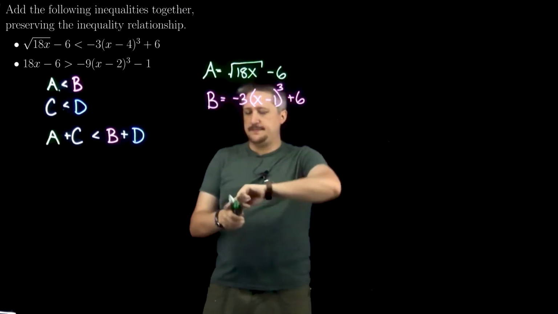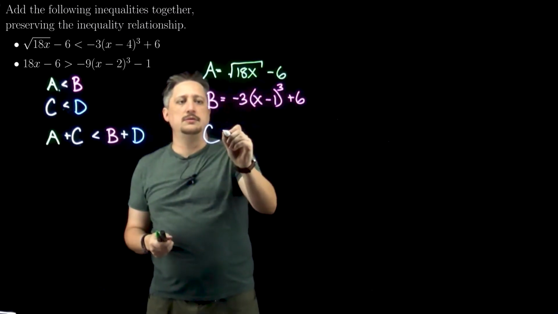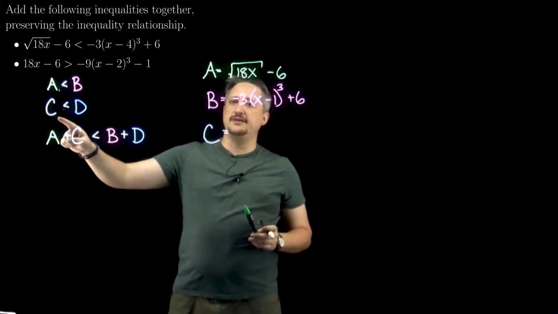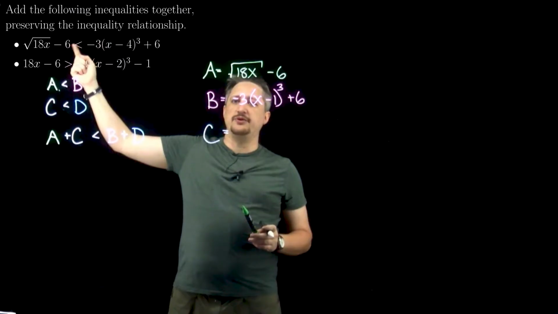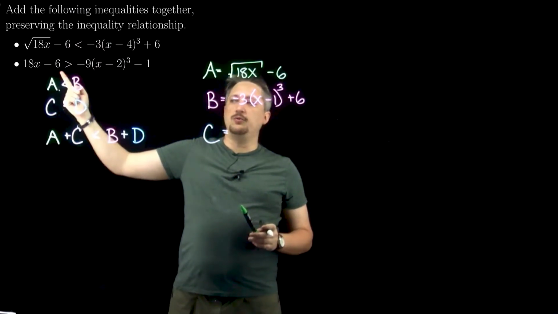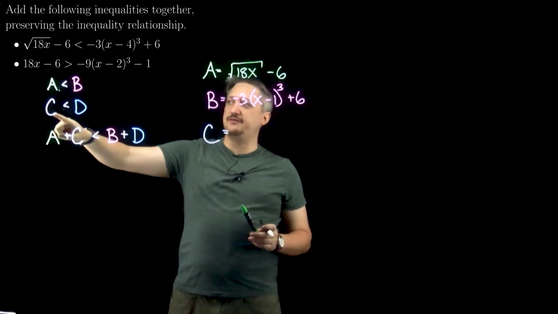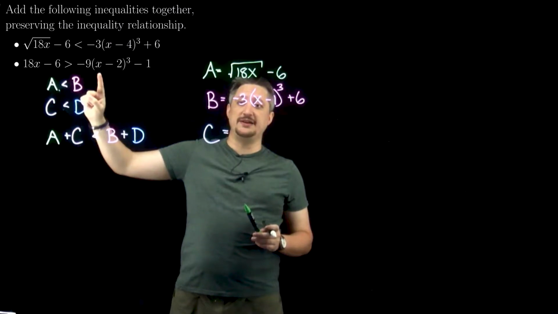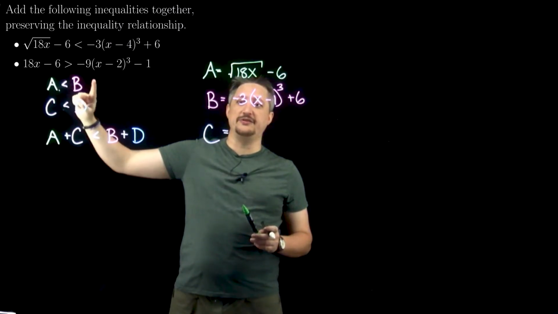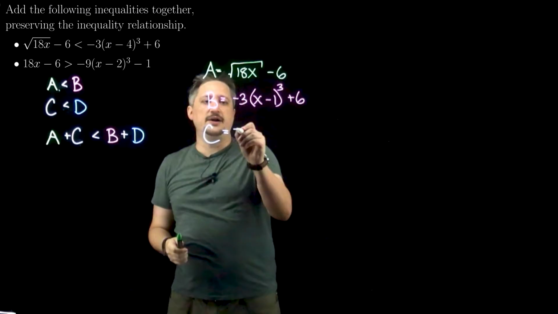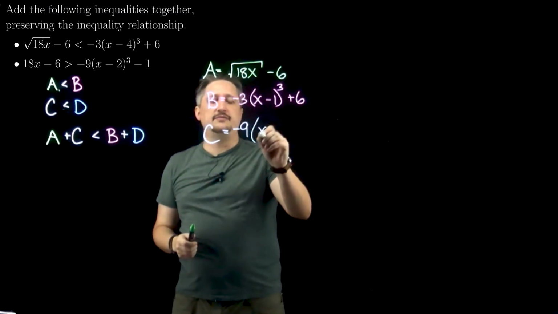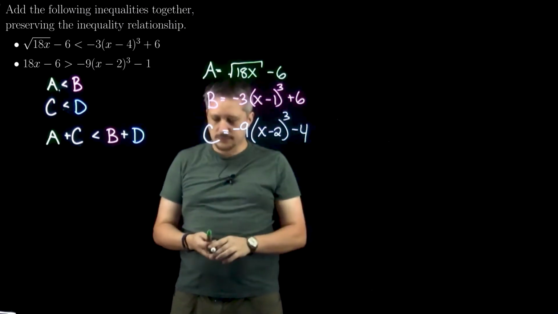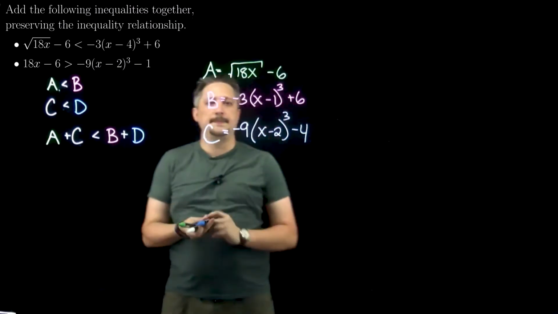Then for C, again, I want to be careful here. C is also on the less than side. I've already done the top inequality, right? I've got both of those. So now I'm going to do the bottom one, but I don't want to do the thing on the left, even though this one's on the left, I want it to be on the less than side. And if I look up here, the left hand side is actually on the right. So I'm going to make it this one because this one is on the less than side. So I have minus 9 times x minus 2 cubed minus 4. And finally, I have D.